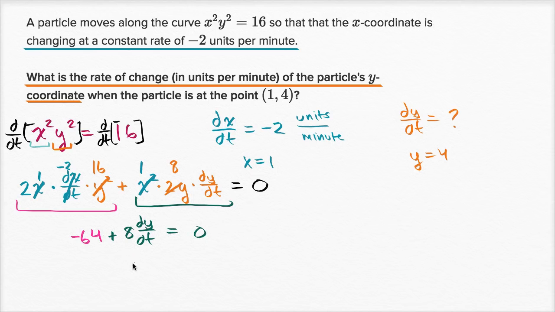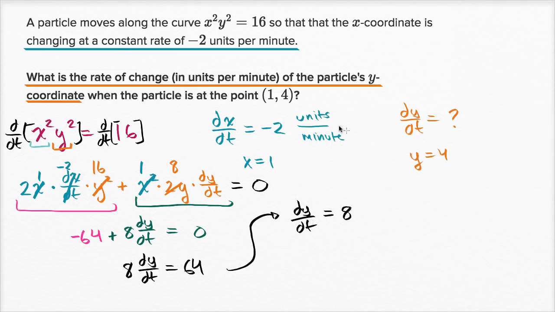Add 64 to both sides, and we get 8 times the derivative of y with respect to t is equal to 64. Divide both sides by 8, and you get the derivative of y with respect to t is equal to 64 divided by 8, which is just 8. And if you want to look at the units, it will also be in units per minute, some units of distance per minute. And we are done.